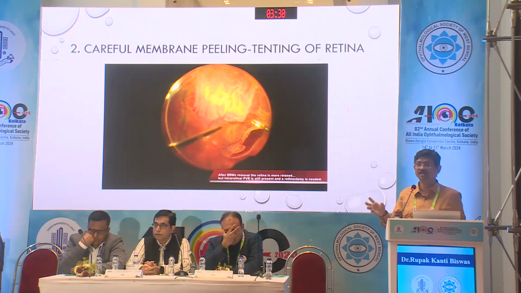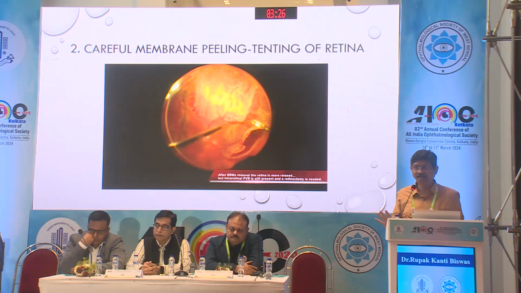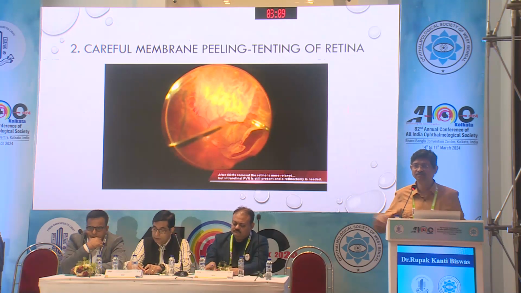But if you have a significant amount of PVR near the break, unless you clear that area, it is very difficult to settle the retina, or the chance of recurrence is very high if you don't remove the membrane near the break. So in that case, do not hesitate to go ahead with bimanual dissection in that area. That bimanual dissection is similar to PDR membrane dissection.